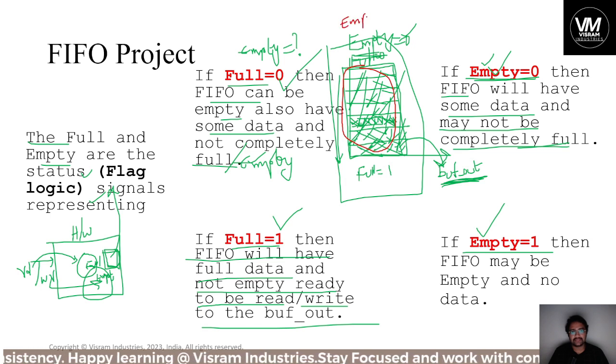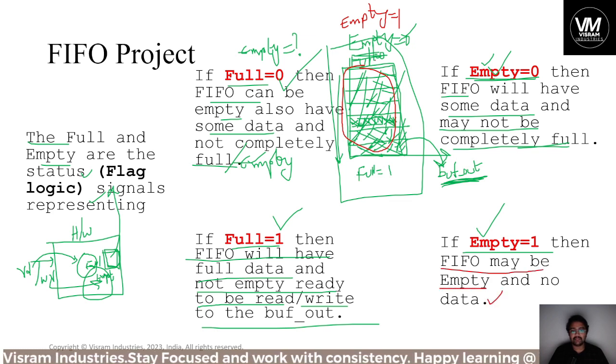Last condition. Empty is equal to 1. Then what does it say? Then empty is equal to 1, then the FIFO may be empty and no data. Completely 0. This state is completely 0. We will have clarity.